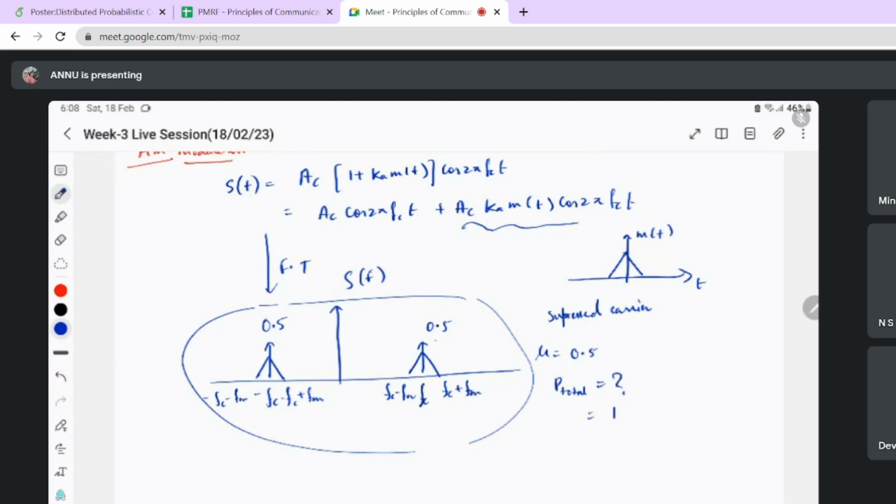That should be Ac square by 2 times (1 plus mu square by 2), right? So here you should be able to understand that Ac by 2 is equal to 0.5 and mu is given. Otherwise, if it is not given, then you will have some methods to solve it. Ka can be given, or Ac can be given, or m(t) magnitude can be given. So you should be able to calculate any problem related to this type of spectrum. And one question is sure to come in the GATE exam.